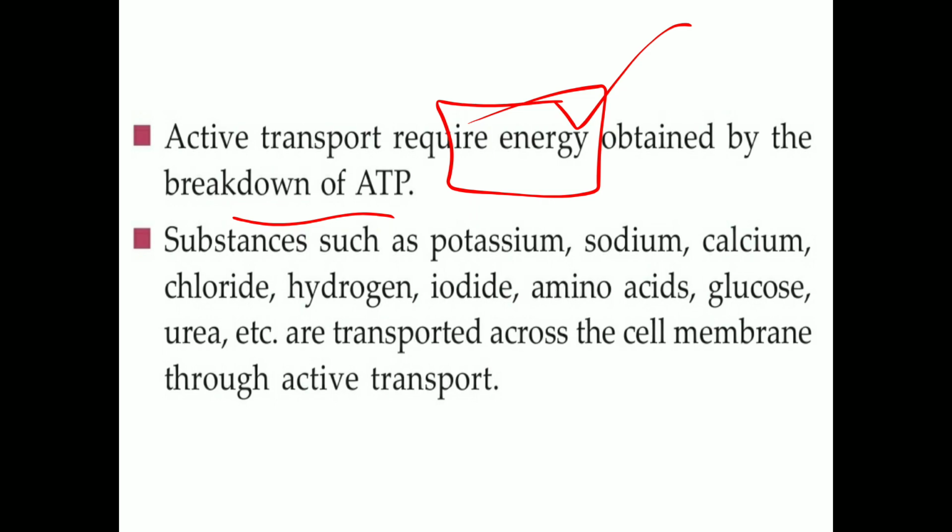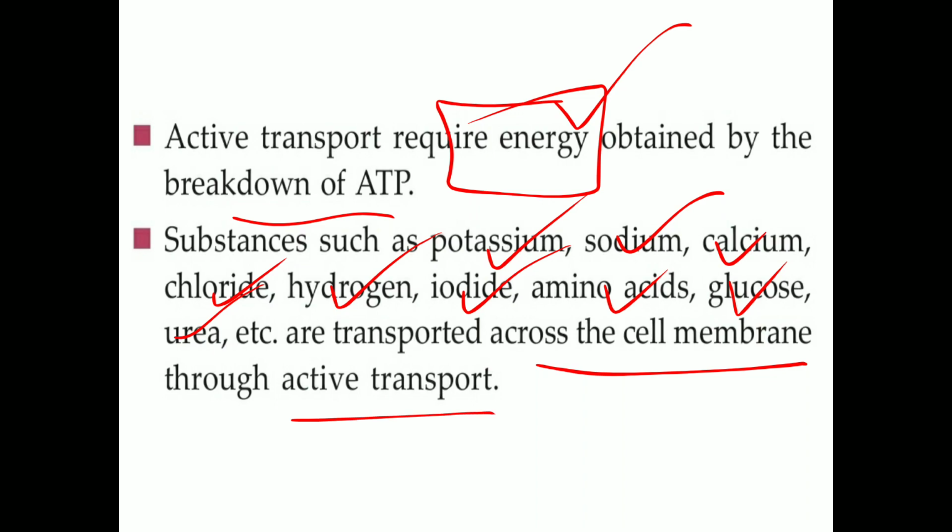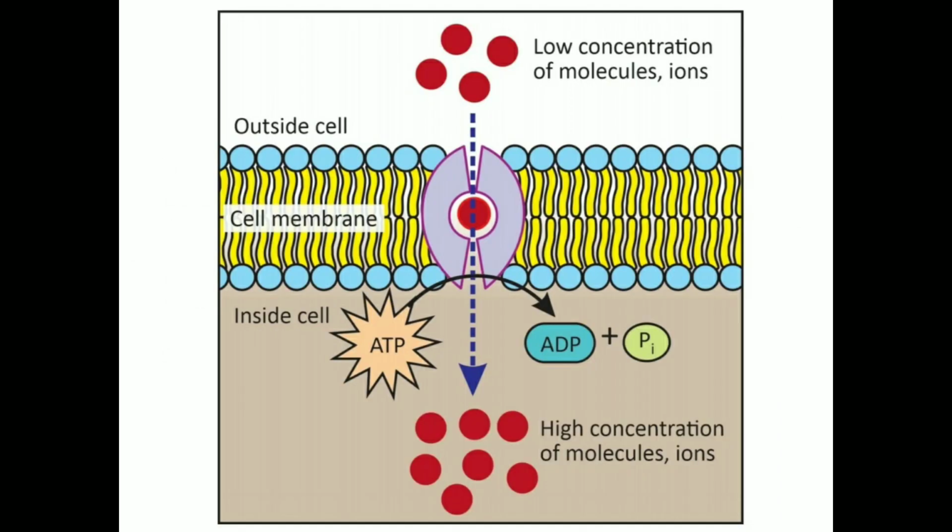So here substances like potassium, sodium, calcium, chloride, hydrogen, iodide, amino acids, glucose, urea, etc. are transported across the cell membrane through active transport. All these substances are being transported through active transport.